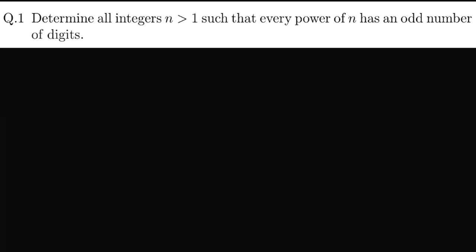Today we'll discuss ISI's 2023 UGB paper, and the first question is: determine all integers n greater than 1 such that every power of n has an odd number of digits. Now the first concept that we need to learn here is how to find the number of digits for any number n. If we have a number n, then the number of digits is given by 1 plus the greatest integer function of log n base 10.